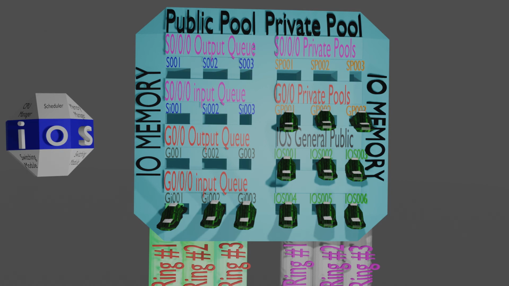It's common for iOS to loan buffers to an ingress interface when its private buffer pool is exhausted. However, if no public buffers were available, the packet would be dropped as is demonstrated here. This is called tail drop.